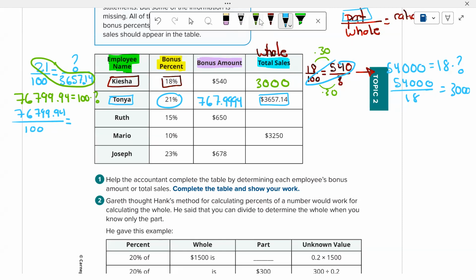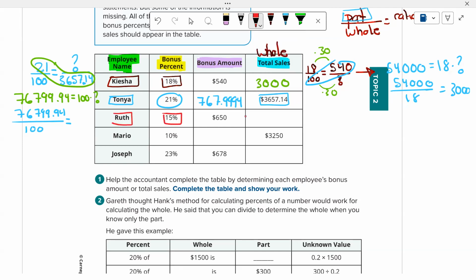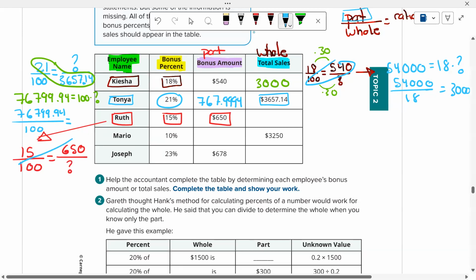All right, so let me change to a different color. Let's try out red. Once again, for Ruth, I'll go right here. We know it's 15%, so 15 over 100 is equal to, notice this is the bonus amount. It's the part, not the whole. So 650 is on the numerator, and we don't know the total. Once again, cross multiply, do your magic math, my magic students, and we're going to get this down.